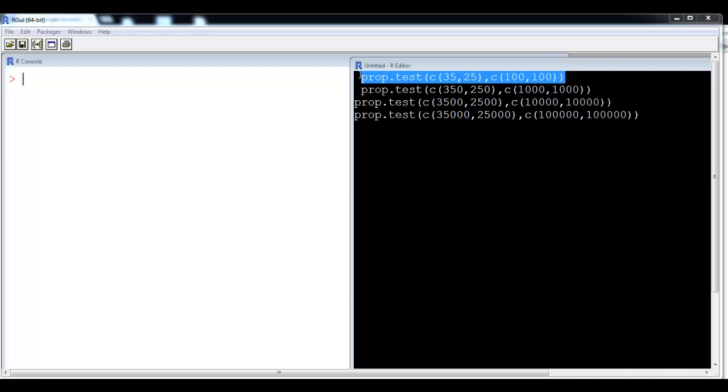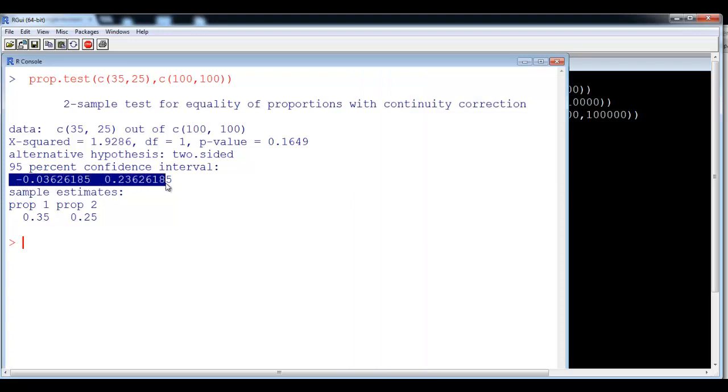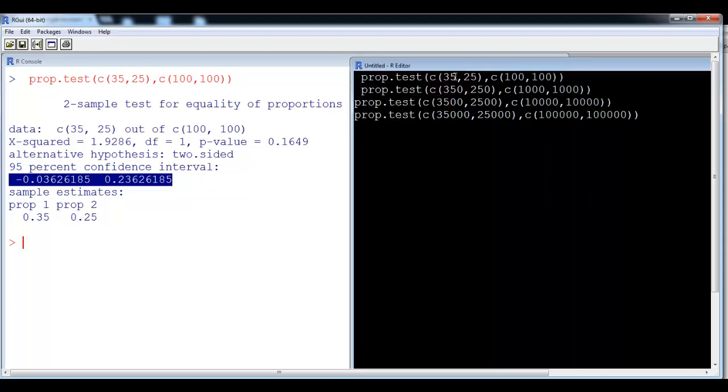So you select this, you hit the run button, and you just focus on the 95% confidence interval. The null hypothesis always is that the two ratios are equal, and 0 lies in this confidence interval. Therefore you cannot reject the null hypothesis. So you accept that 35% is the same as 25%, given the sample size is 100 for this 35 and 100 for this 25.